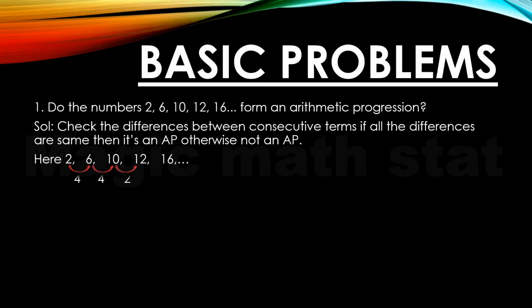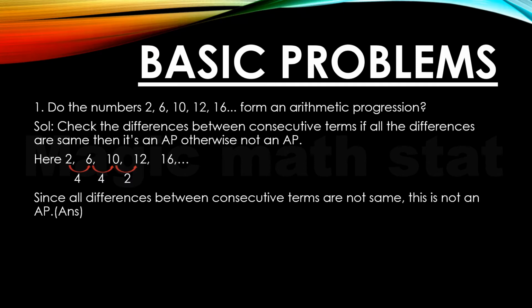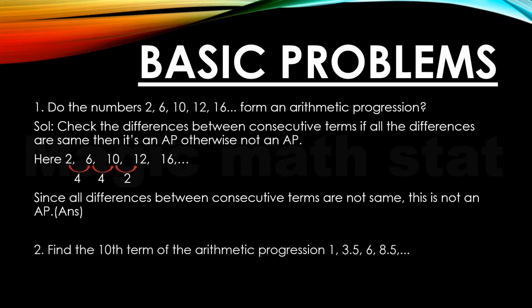Let's check. The difference between 2 and 6 is 4, 6 and 10 is 4, 10 and 12 is 2. And we don't need to check more because all the consecutive differences here are not the same. So this is not an AP.